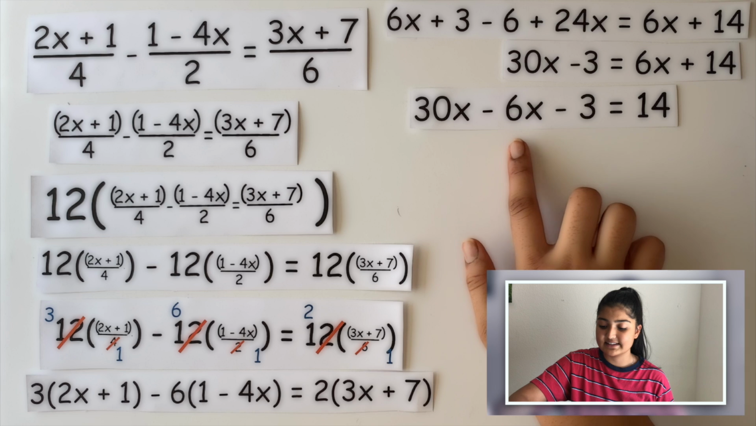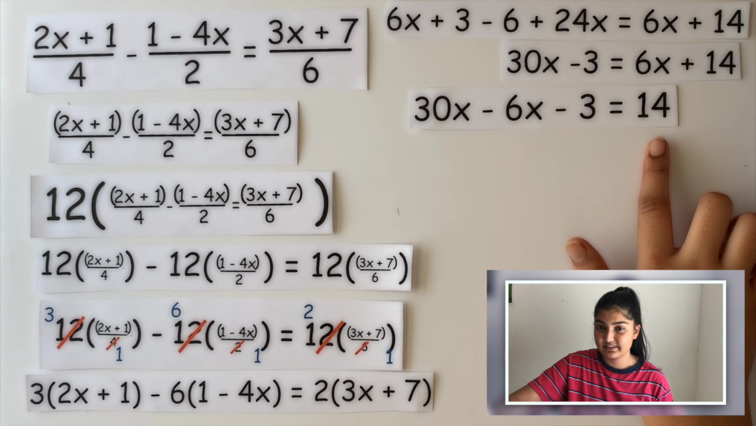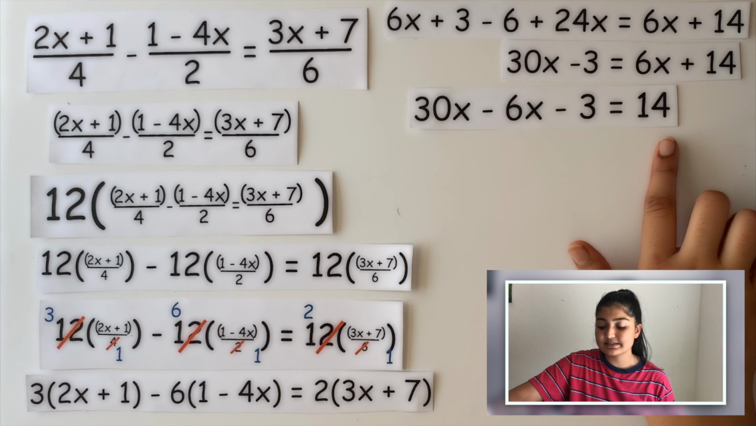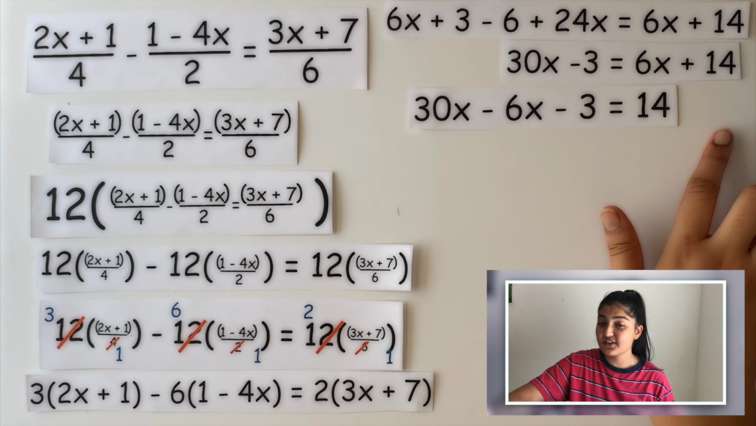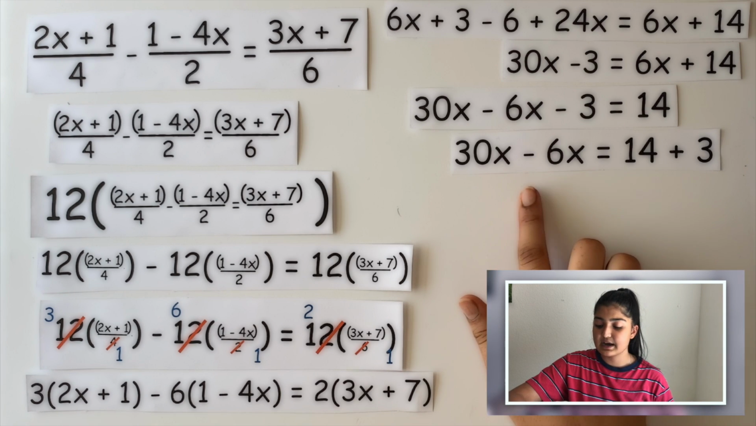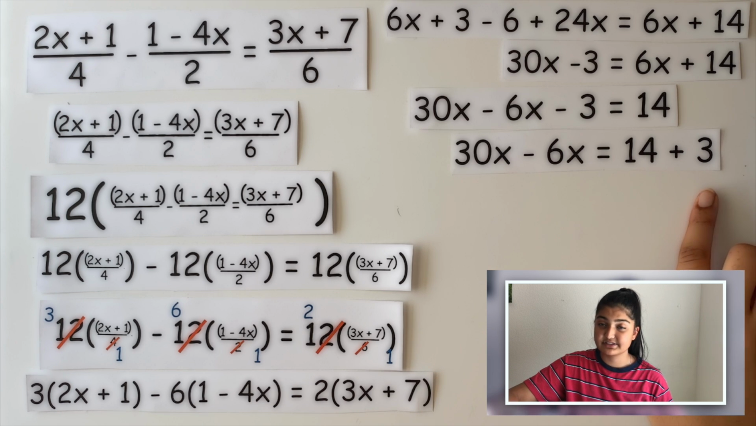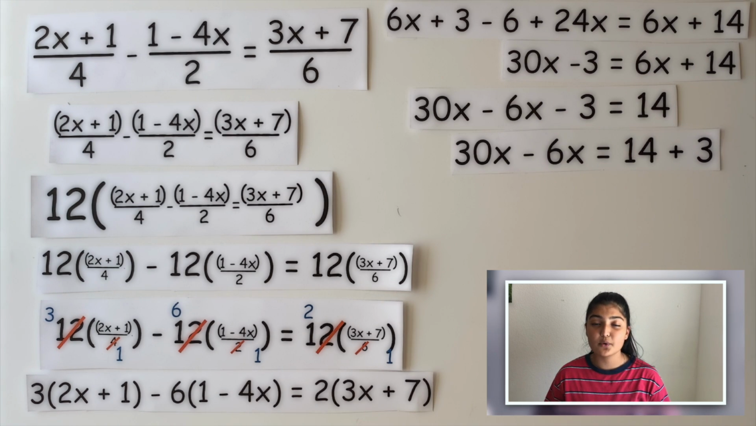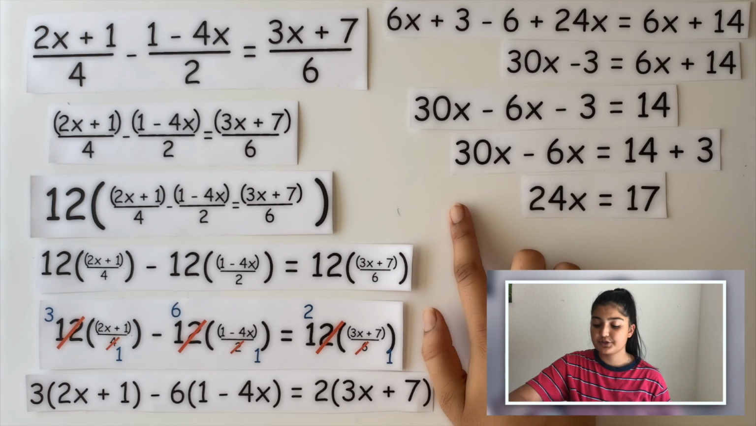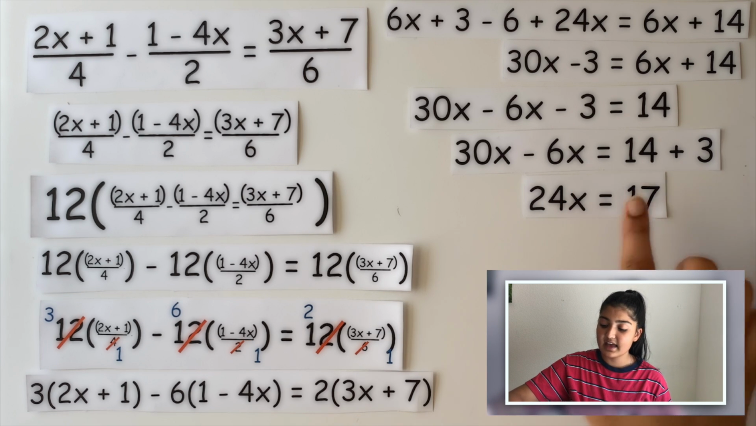30x minus 6x minus 3 is equal to 14. Now, let's bring negative 3 to the other side of the equal sign. 30x minus 6x is equal to 14 plus 3. Now, we can simplify both sides of the equal sign. 30x minus 6x is 24x, and 14 plus 3 is 17.